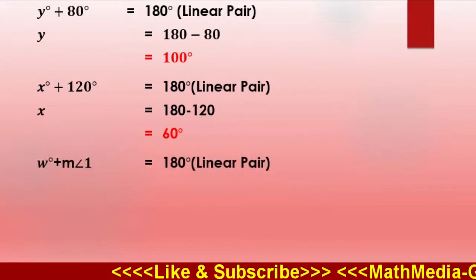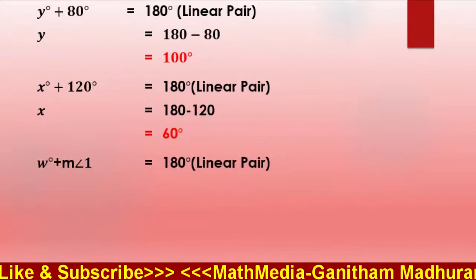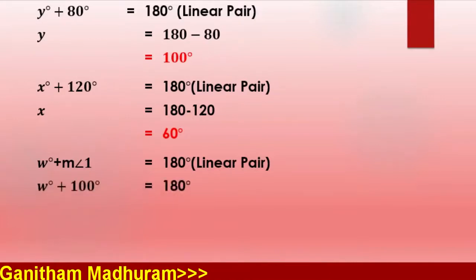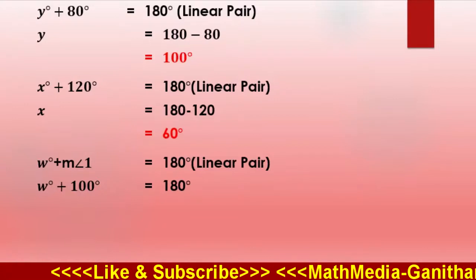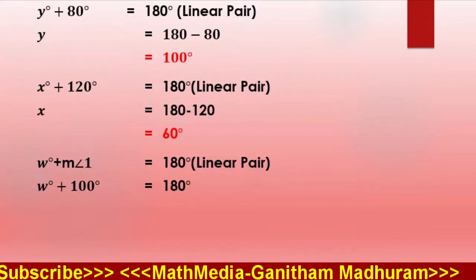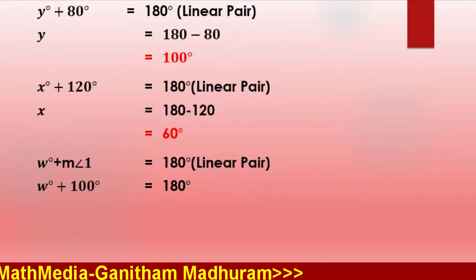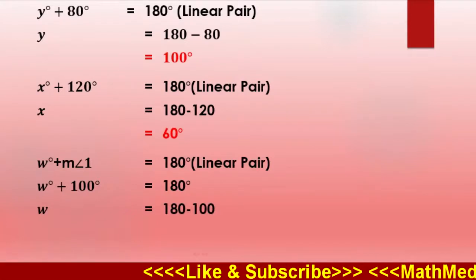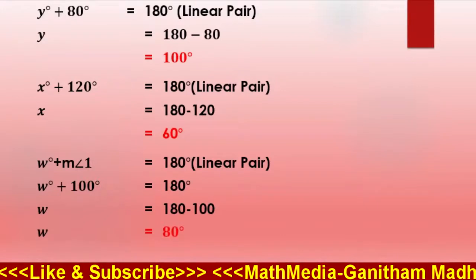Now the last one, w plus measure of angle 1 equal to 180 degrees. They form a linear pair. Now we can substitute the measure of angle 1 as 100 degrees, as we already found the value. So w plus 100 equal to 180 degrees, or w equal to 180 minus 100 equal to 80 degrees.